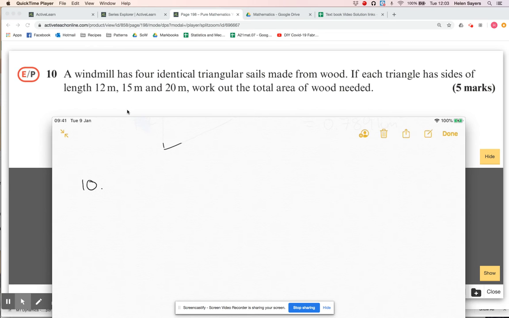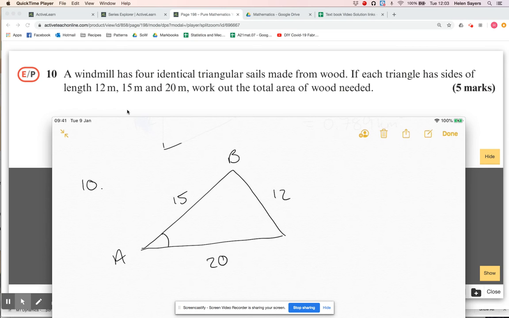Okay, so let's just get a random triangle. I've got 12, 15 and 20 as my 3 lengths. So basically I just need one of the angles and then I can use half ab sine C. It really doesn't matter which one I get, so I'll get that one. So let's call that A, B and C.